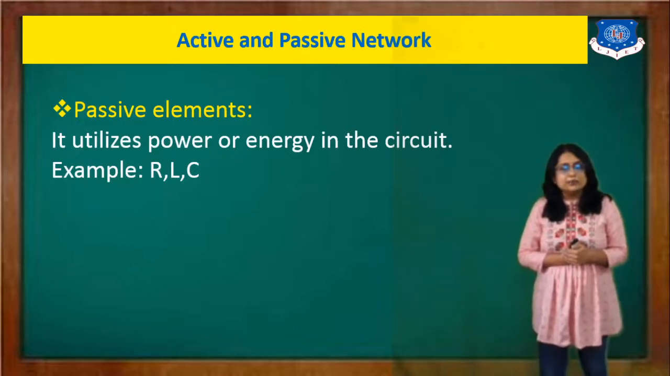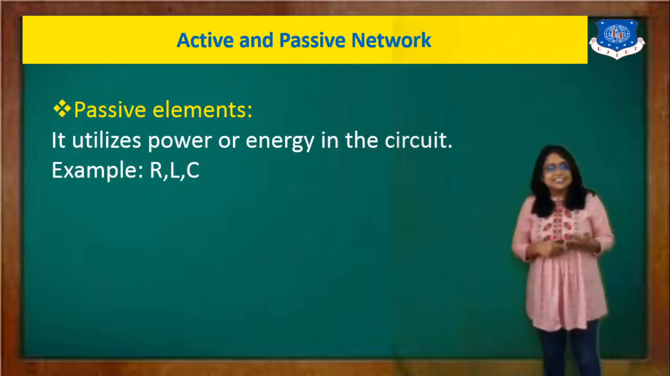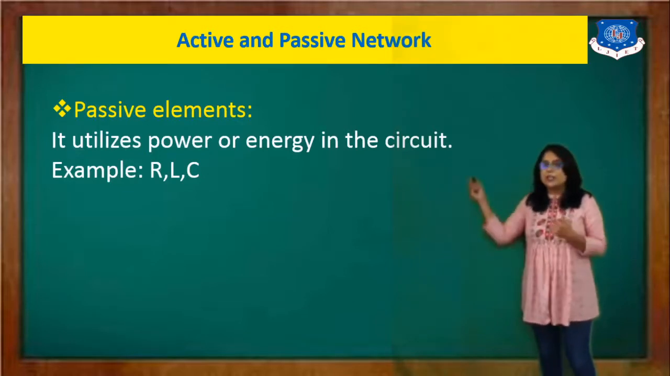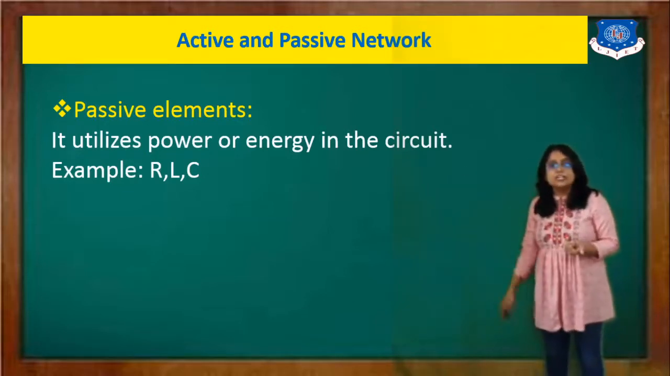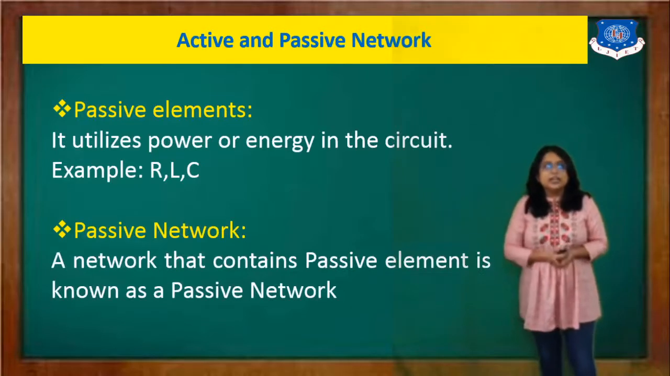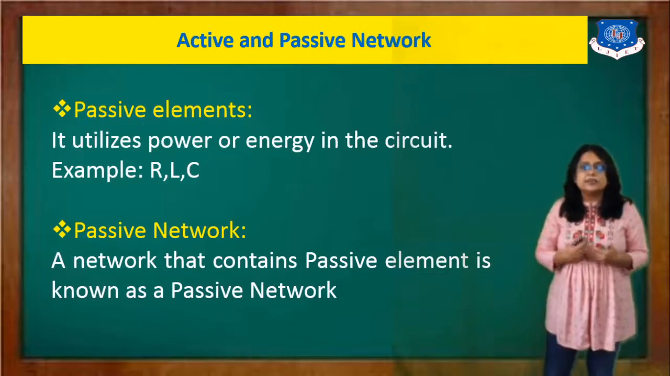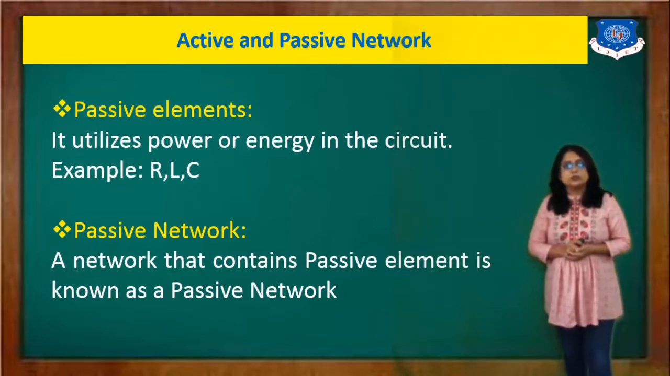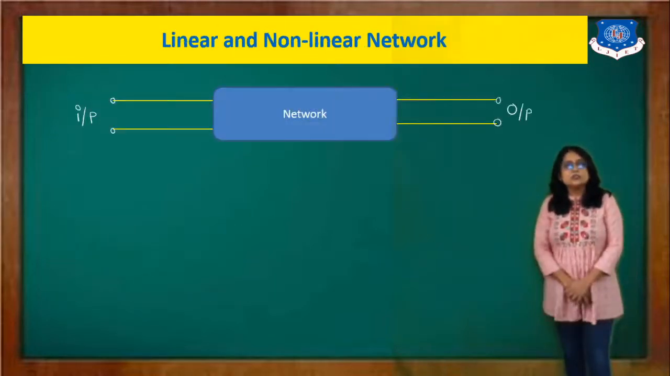And what are those elements? Yes, it's a resistor, inductor and capacitor. So now based on that, we can easily define what is a passive network. A network that contains the passive element, that is known as a what? Passive network.